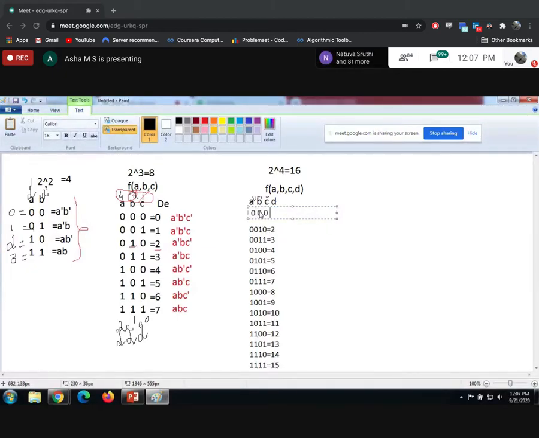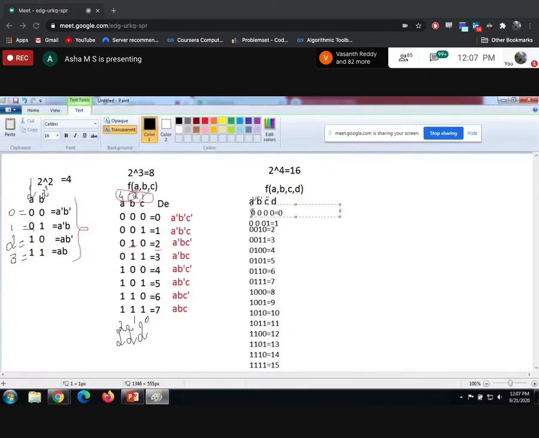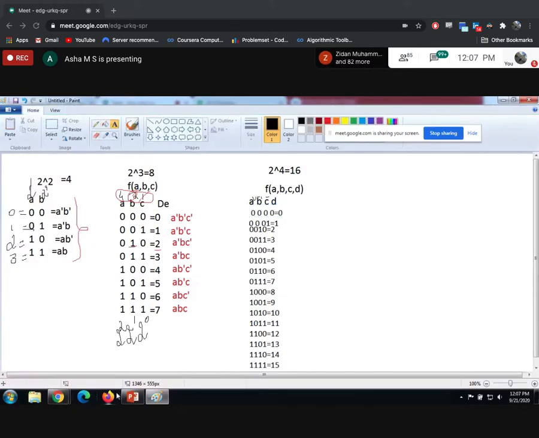0, 0, 0, 0 is equivalent to 0. Next, 0, 0, 0, 1. This is equivalent to 1. Okay. Now we have to write in terms of minterms or products.